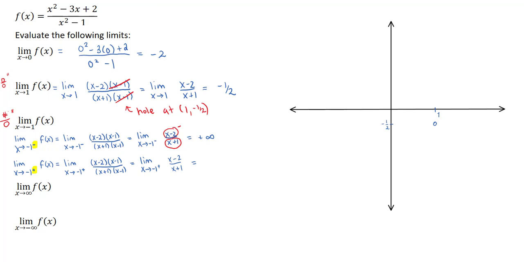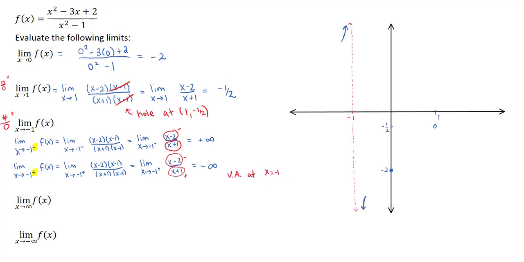So now if we approach from the right, so numbers slightly bigger than -1, the numerator will still be negative. And the denominator this time, so numbers to the right of -1, this denominator will be positive. And so this side, it's going to approach negative infinity. So what's going on here graphically is we have a vertical asymptote at x equals -1.